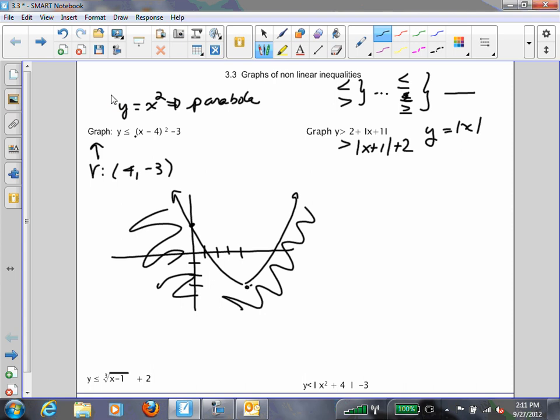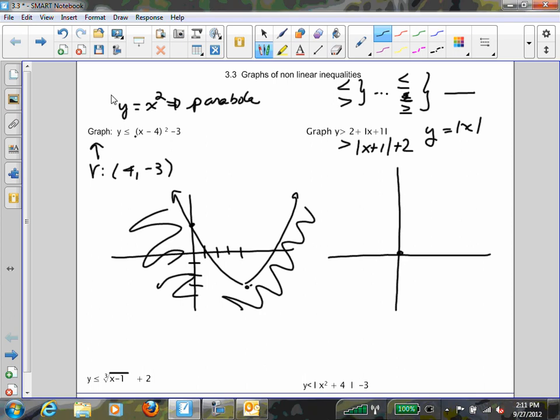And that means that in our parent function, where the vertex would be at the origin, we have now moved it how many units? Left 1 and up 2. With a slope of what in this case? So we can graph this one a little more accurately. Solid or dotted?